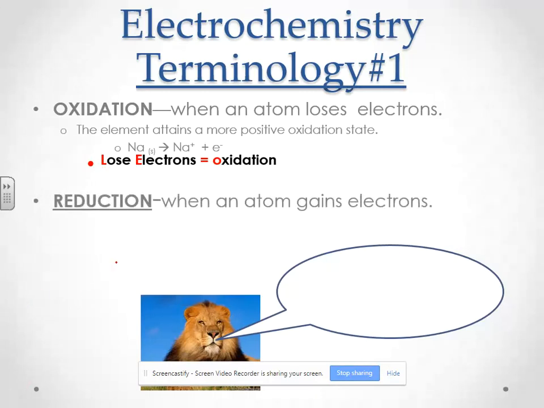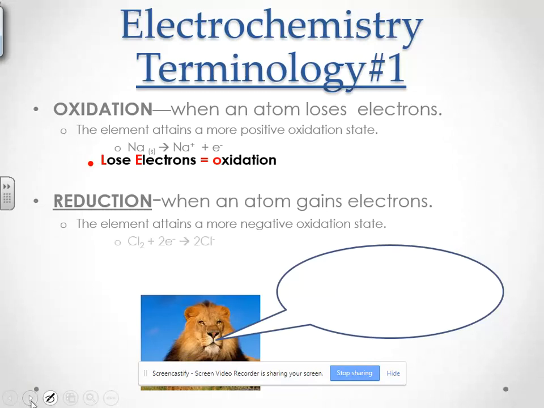Reduction occurs when an atom gains electrons. In the gaining of electrons, the element attains a more negative oxidation state. Here we see a nonmetal, diatomic chlorine, picking up 2 electrons, one for each chlorine, and that forms 2 chloride ions. So notice here it's gaining an electron, and so you see the electron on the reactant side of this reaction.